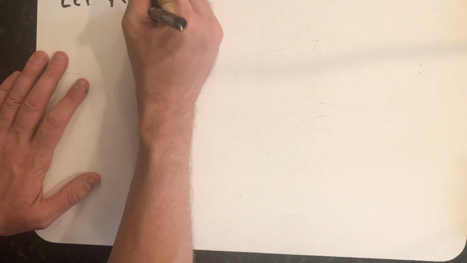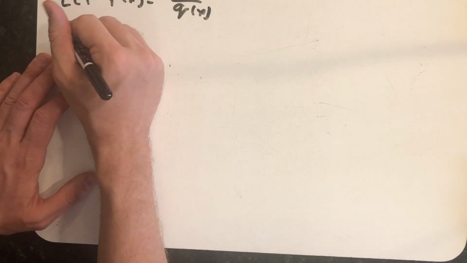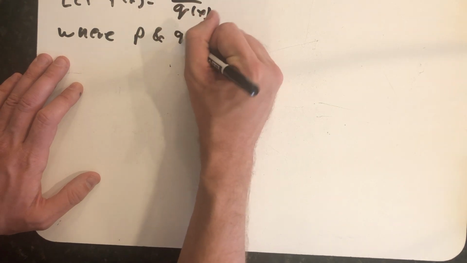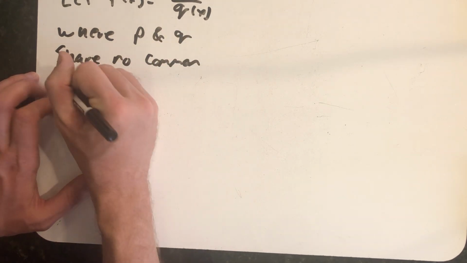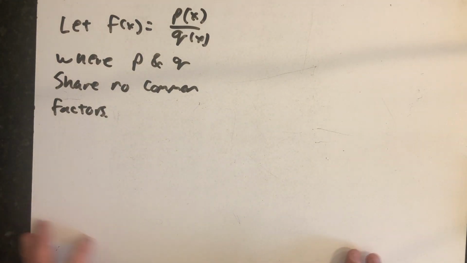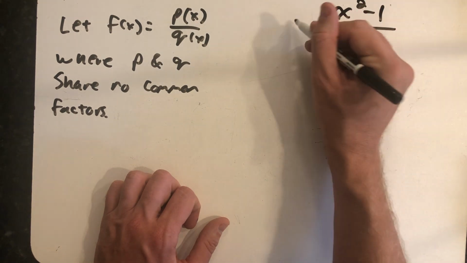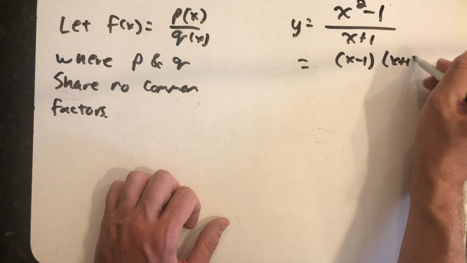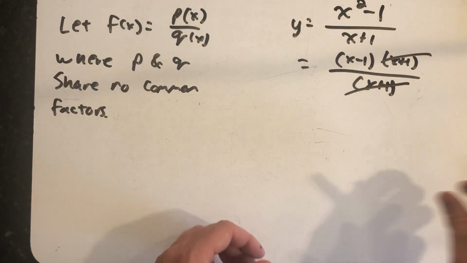So let f of x, our rational function, be a polynomial over a polynomial, that's in lowest terms. When I say lowest terms, what I really mean is that p and q should share no common factors, that there's nothing that if I factored would cancel. So if I had x squared minus 1 over x plus 1, this is not in lowest terms, because I could factor the top and cancel a term out on the bottom, right? Those cancel. So that's not in lowest terms.